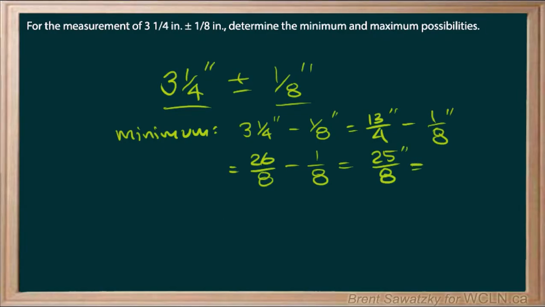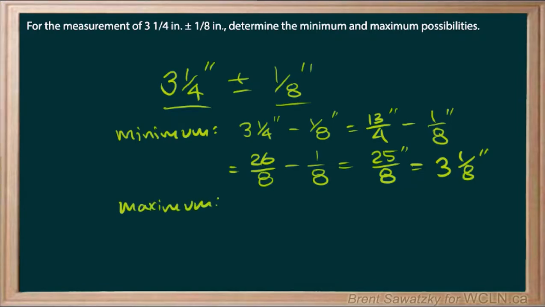And that's inches. Now, we could switch that back to a mixed fraction and say, okay, how many times does 8 go into 25? We know that 8 times 3 is 24, so that's good. And so 24, that has 1 left over. And there we go. All right, so that's the minimum allowable. Let's look at the maximum.